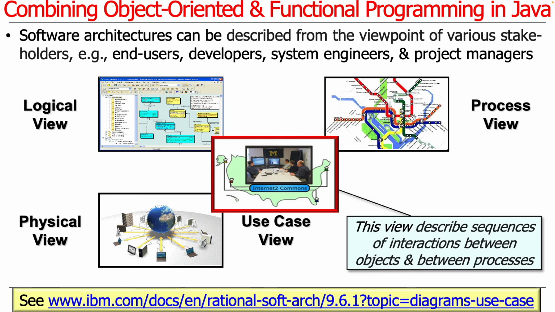And finally, there's something called the use case view, which describes sequences of interactions between objects and between processes, and between objects and processes, and between processes and processes. And these are very important to be able to give end users, project managers, customers, and other stakeholders a good insight into how the various pieces fit together.